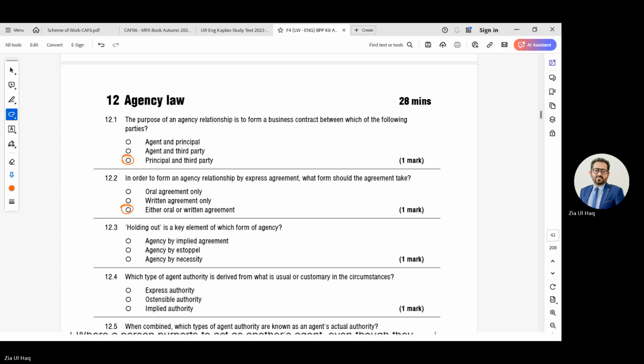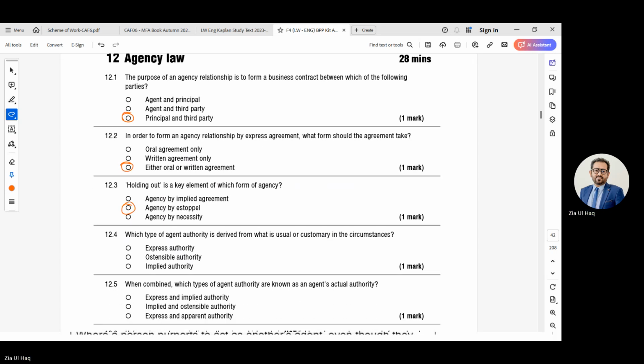Holding out is a key element of which form of agency? Implied, estoppel, or necessity? Estoppel and holding out. Estoppel, principal saying he is my agent. Holding out, agent saying I am agent of this person and he is not denying, he is smiling.